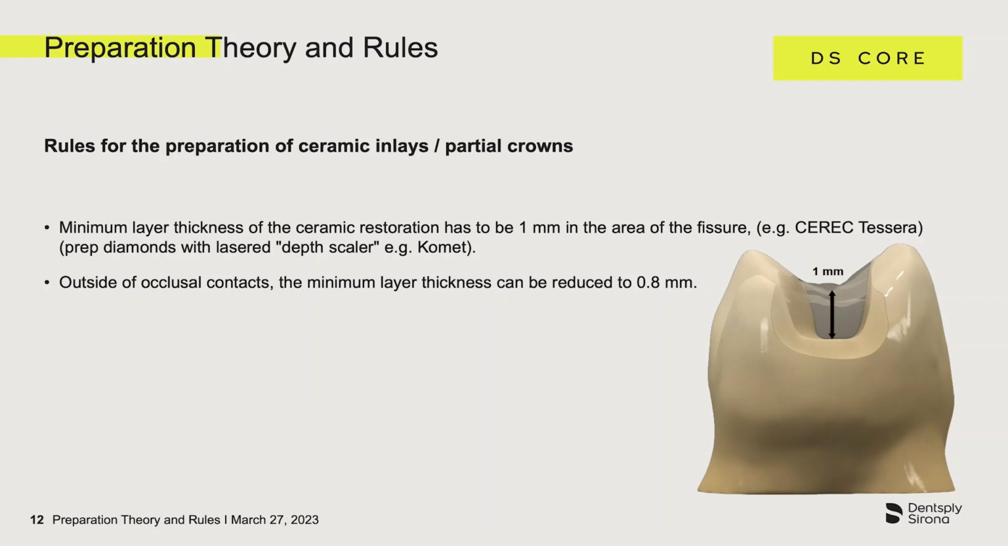The following picture shows a schematic representation of an inlay preparation. This inlay preparation is to be restored with the material Cerec Tessera. Dentsply Sirona specifies a minimum layer thickness of 1 mm for the ceramic restoration in the area of the fissure. Outside of occlusal contacts, the material layer thickness can even be reduced to 0.8 mm.